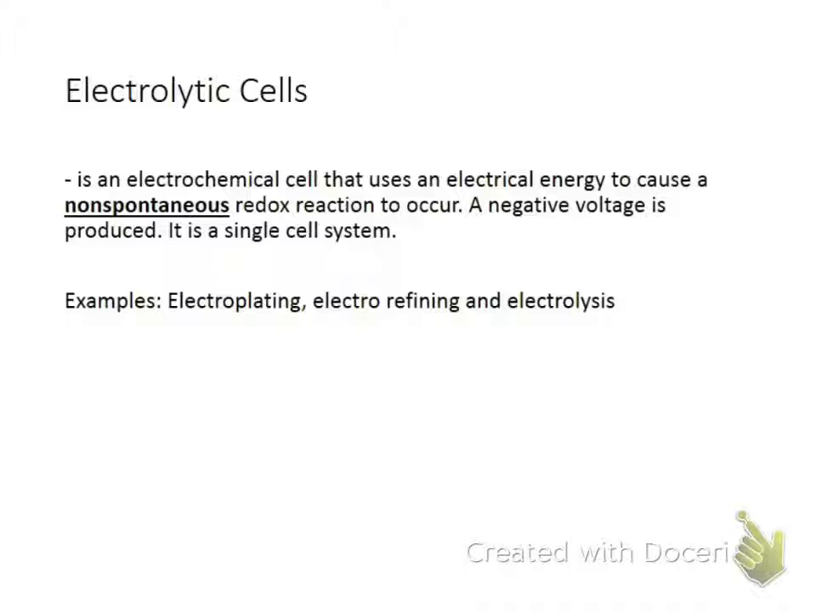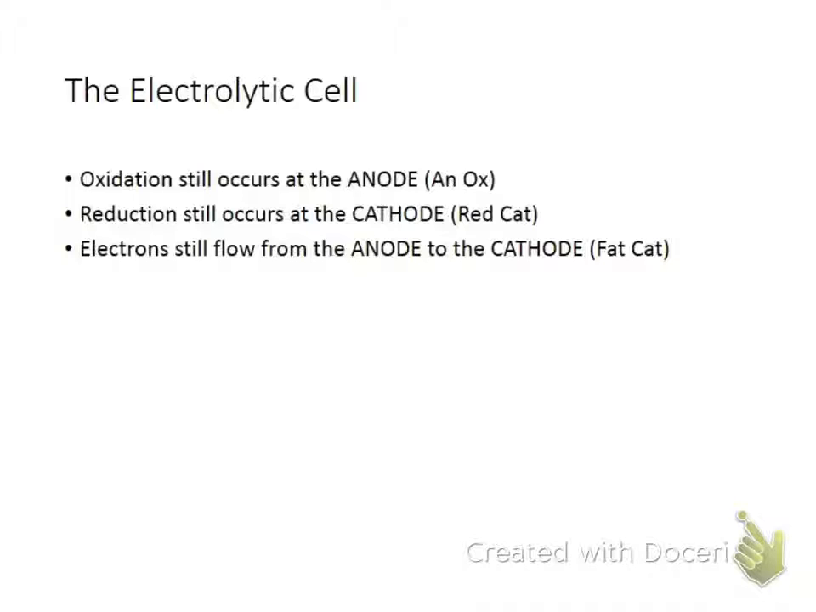So electrolytic cells are the opposite of voltaic. They are for non-spontaneous reactions. So when you are using your phone right now, it is in the mode of a voltaic cell. When you plug it in and charge it, now we're doing the reverse. We're doing a non-spontaneous reaction, and so for that to happen, we got to add an electric source. We got to add power to it. So it's going to usually be in the form of a battery. Also, this is going to be in a single cell system. Your oxidation is still occurring at the anode, so it's still an ox. Reduction is still occurring at the cathode, and the electrons are still flowing from anode to cathode.